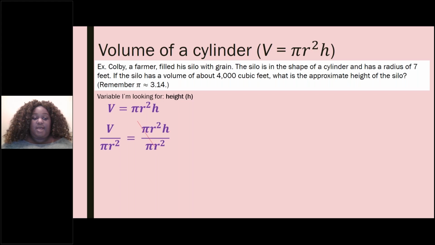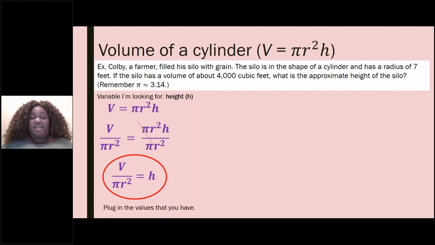So those will cancel out. So now here's my newly rearranged formula. The height equals the volume divided by pi times r squared. And now you know what to do. We plug in the values that we have.